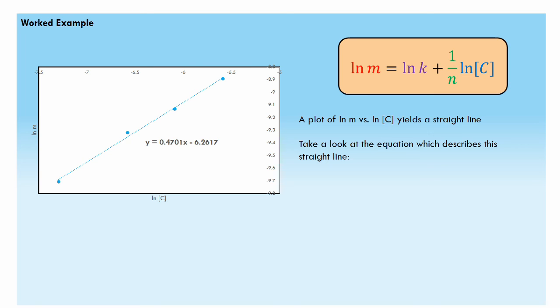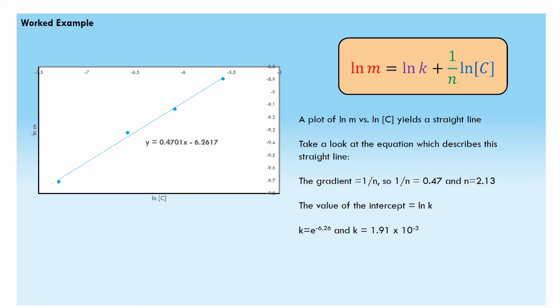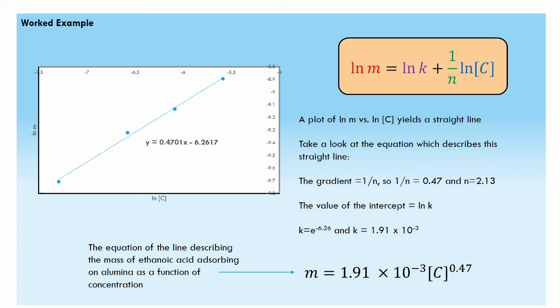Let's have a look at that equation which describes the straight line. We're trying to work out a value of n. We know that 1 over n is equal to the gradient, and I can see the gradient on the equation for the straight line. So I know that 1 over n is equal to 0.47, and a very simple rearrangement tells me the value of n is equal to 2.13. Similarly, I'm trying to work out a value for k here, and I know that the value of my intercept is the natural logarithm of k. So I know that k is equal to the exponential of minus 6.26, and when I calculate that, I get a value for k as 1.91 times 10 to the minus 3, i.e. the equation of the line describing the mass of ethanoic acid adsorbing onto alumina as a function of concentration can be described through that equation there.